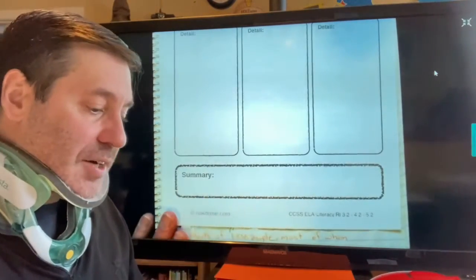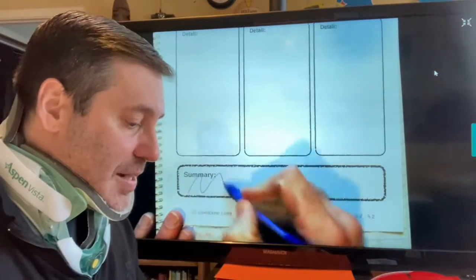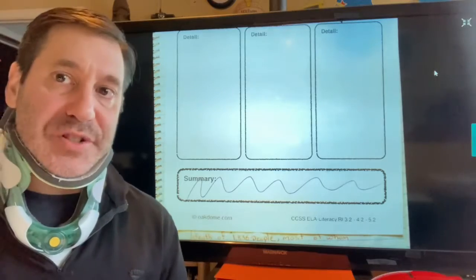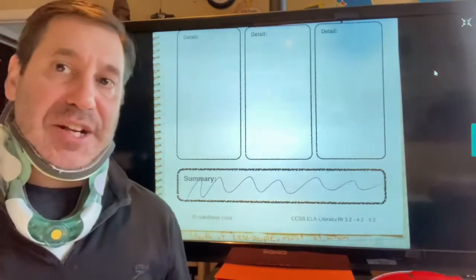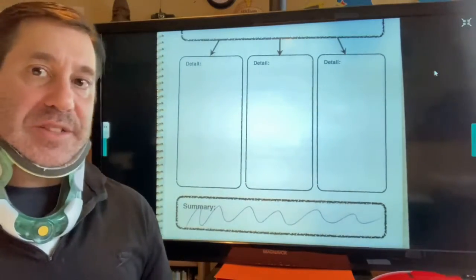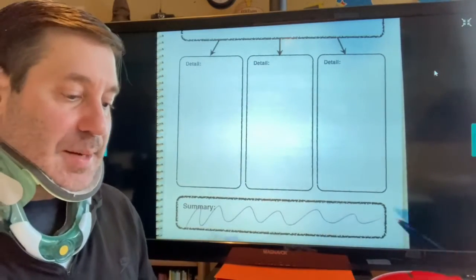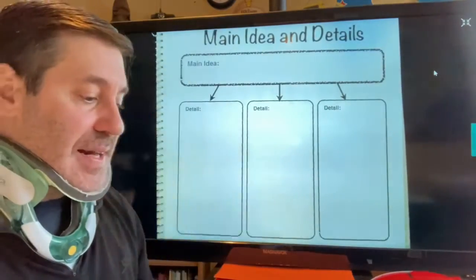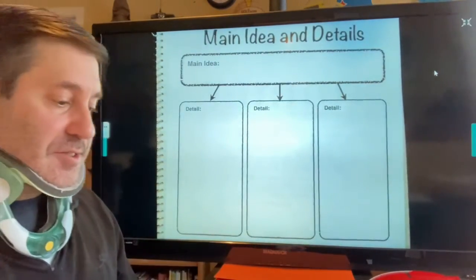Now, we are not going to worry about using this box. We are not going to write a summary in this box. It is far too small. You guys are going to write the summary tomorrow, actually in a Google document in a Google quiz form. All right, so you are not going to be trying to write a summary in this little box. All we're going to focus on today is the main idea and the 3 details.